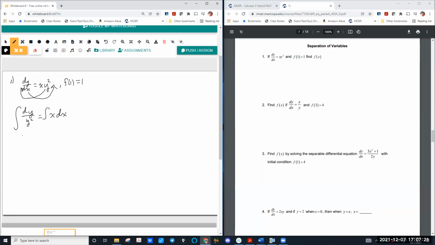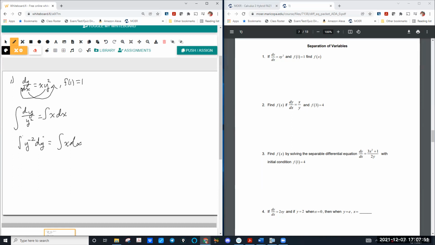Another thing to be careful of, because a lot of these end up being dy over y, we end up getting an antiderivative of ln of y. But this is dy over y squared. The antiderivative is not, I repeat, is not ln of y squared. This is a power rule, right? So this would be the same as y to the negative 2 dy and x dx. And now we take the antiderivative of both sides.